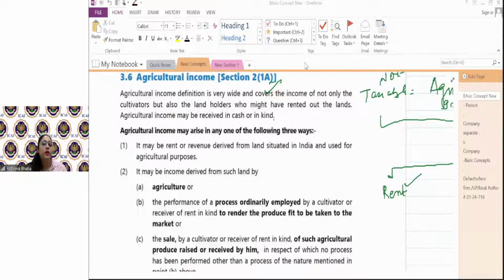Agricultural income is not only that you do agriculture and get the income out of it. Agricultural income basically is an income which is not taxable in India. The authority, as in the constitution, does not allow taxing agricultural income. Now, agricultural income has three parts. One is rent and revenue coming from the land which is used for agriculture purpose.